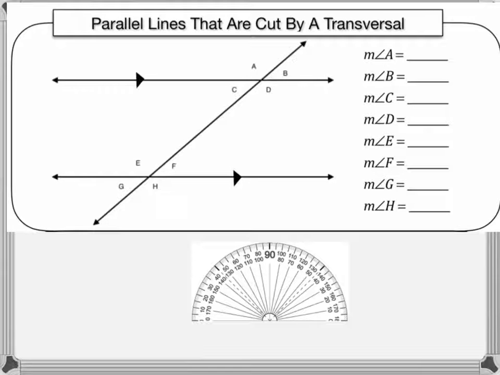Okay, in this video, we're going to take a look at some parallel lines that are cut by a transversal. First of all, let's get some of the notation out of the way. Anytime you have these arrows on two lines, we're going to say that those lines are parallel to one another, okay? And say if this was line L and line M, we could write that line L is parallel to line M, okay?